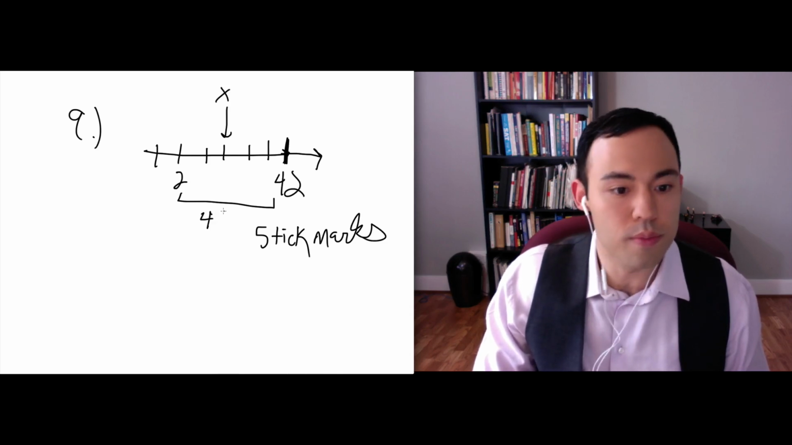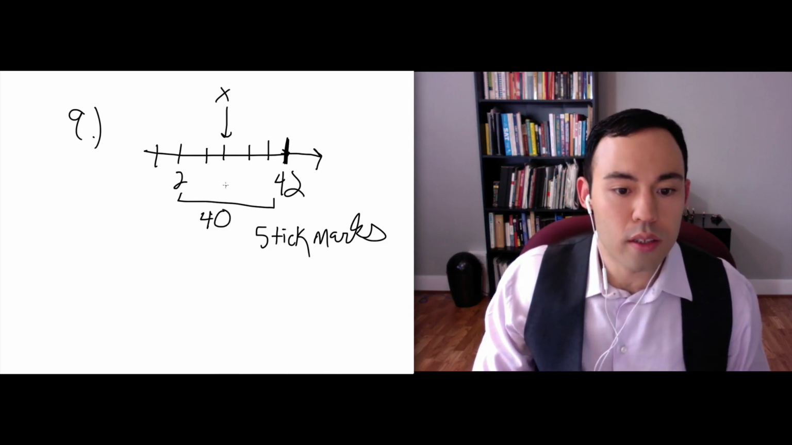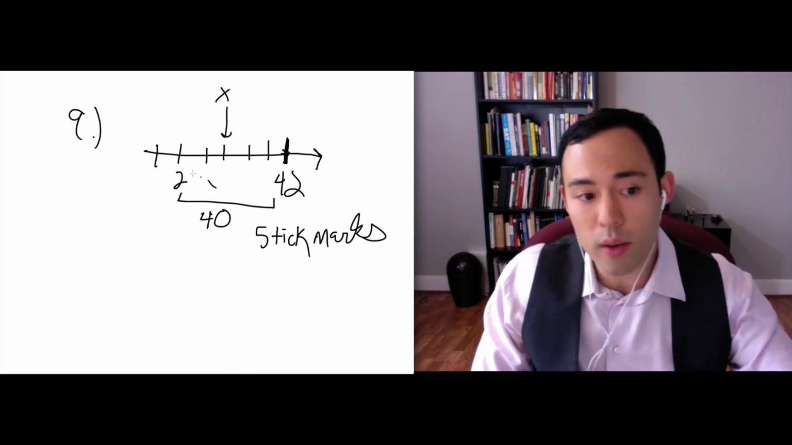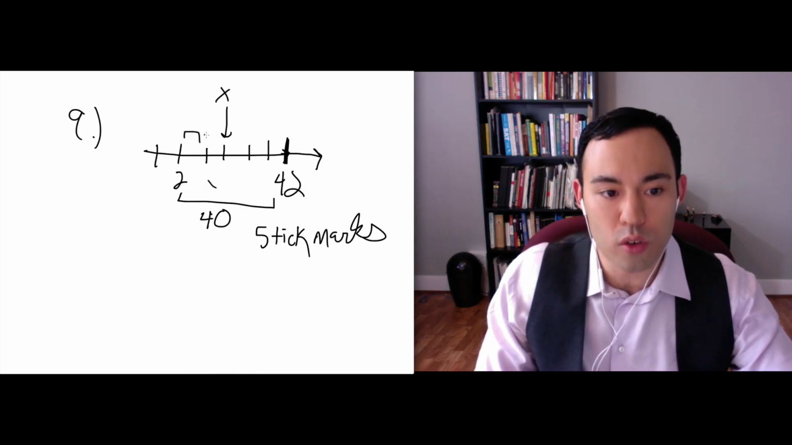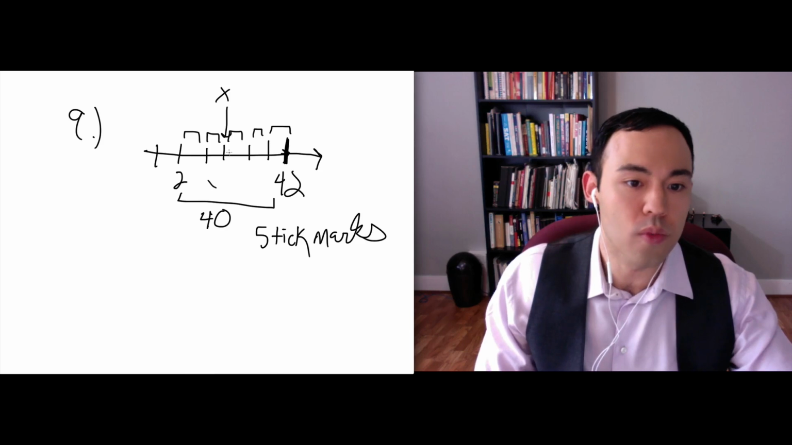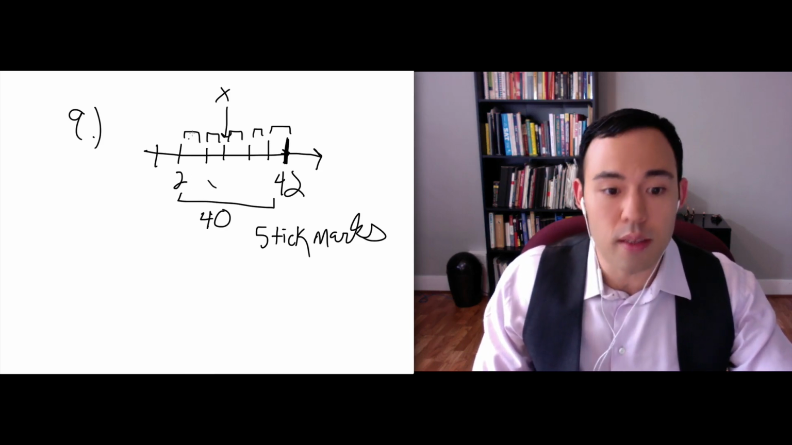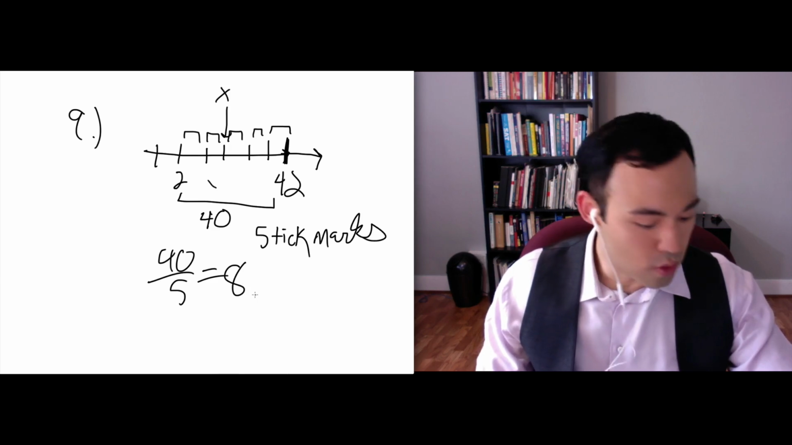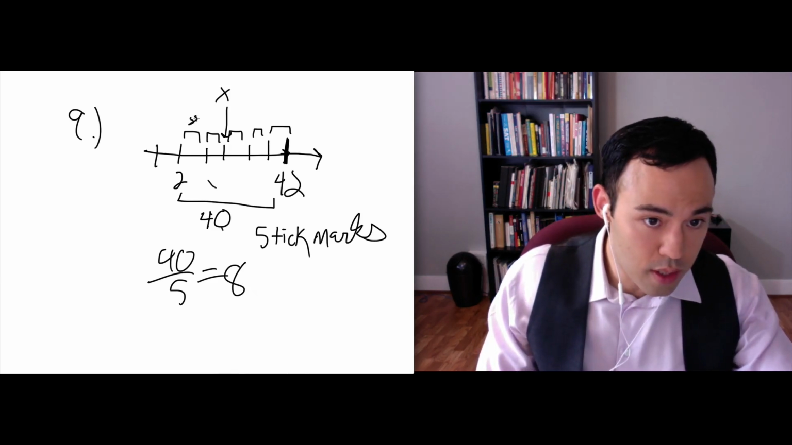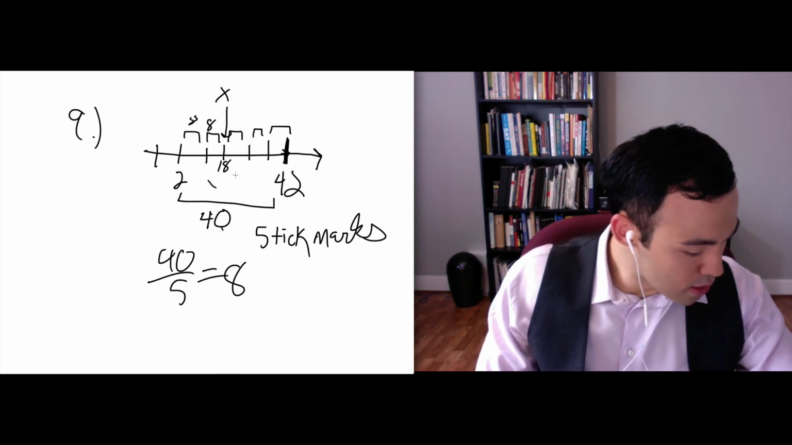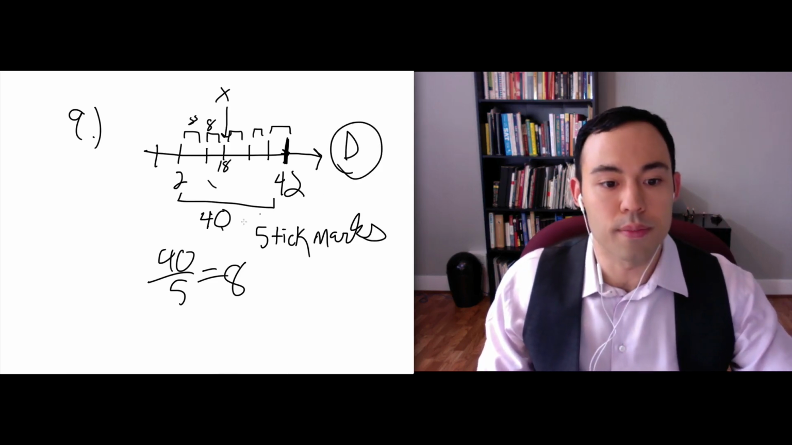Okay, 5 tick marks, and the distance between the tick marks is 40. 42 minus 2 is 40. And anytime you have something with equally spaced incremental distances, which on the number line they are drawn to scale, you just need to take the distance and divide by how many tick marks there are, for 8. Okay, and so each of these increments is 8. So we now know that this is an 18, and that gives us answer choice D.